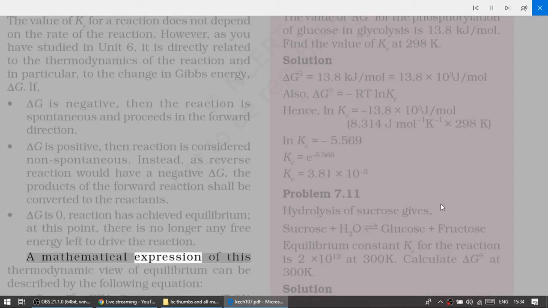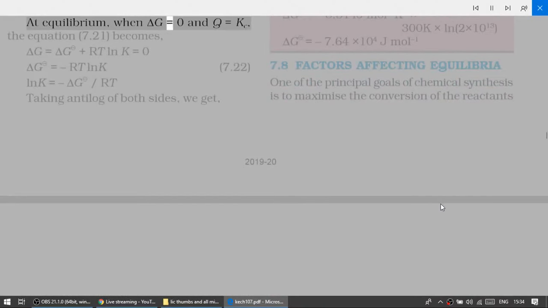A mathematical expression of this thermodynamic view of equilibrium can be described by the following equation: ΔG is equal to ΔG° plus RT ln Q (7.21), where ΔG° is standard Gibbs energy. At equilibrium, when ΔG is equal to 0 and Q is equal to Kc, the equation 7.21 becomes ΔG is equal to ΔG° plus RT ln K is equal to 0. ΔG° is equal to minus RT ln K (7.22), ln K is equal to minus ΔG° by RT.